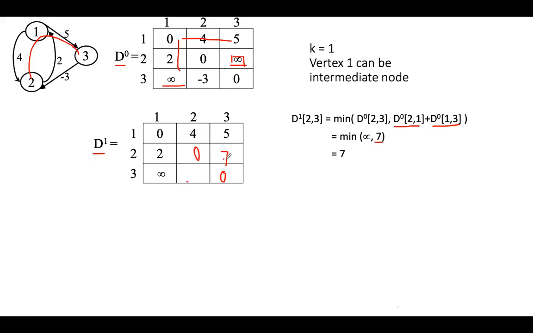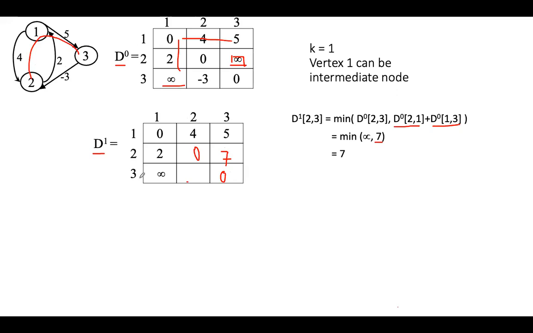Okay. Earlier, there was no path from 2 to 3. Okay, there was no direct edge. You may see here, there is no direct edge from 2 to 3. So through 1, we got one path and its cost is 7.